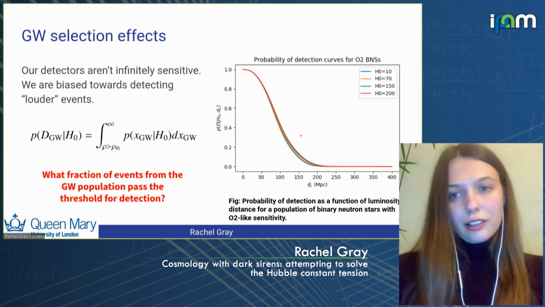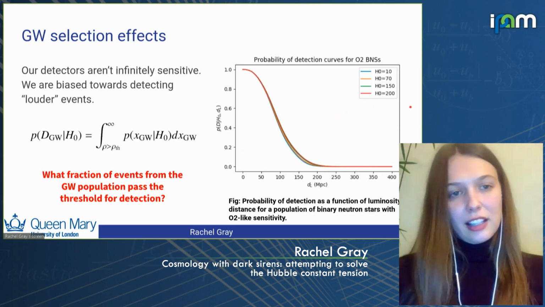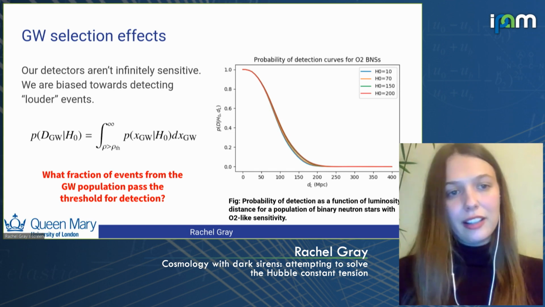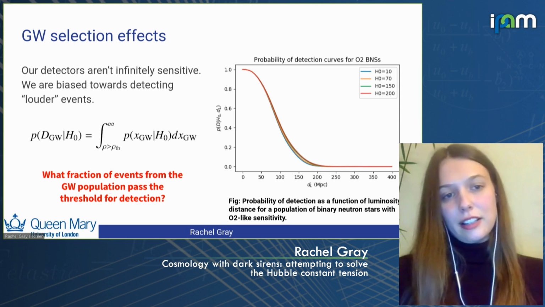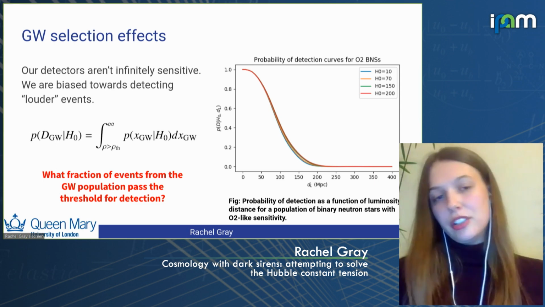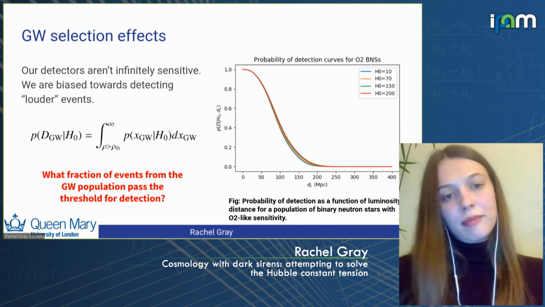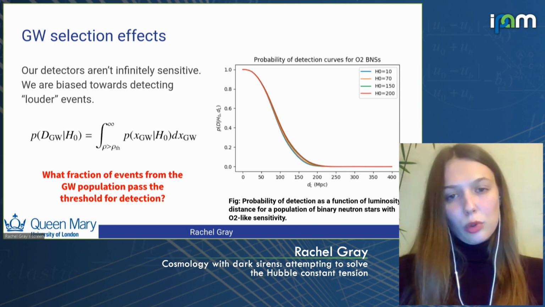So what are gravitational wave selection effects? Essentially, just that our detectors aren't sensitive to everything. We are more likely to detect things which are heavier, which are nearby, or which are face-on. All of these things make events more detectable.